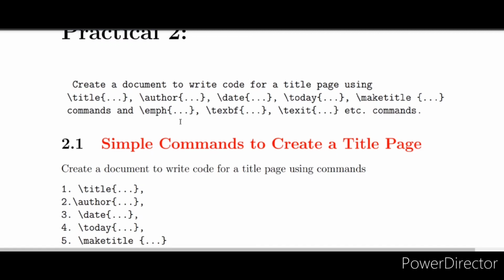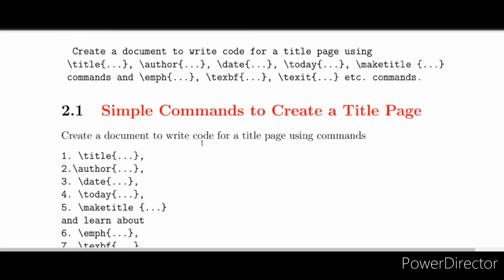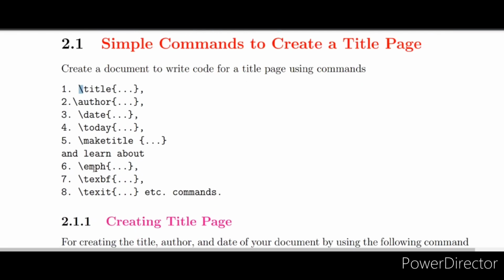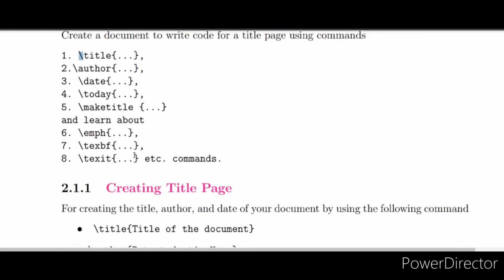First of all, I will tell you which commands you will use. For making the title page you will use the first five commands, up to number 5. These five commands are used to write the title page, and commands 6 to 8 are used to bold the text, or emphasize a particular word, or change the style of your text. In that case, you will use the \textit command. First I will tell you how to create the title page.